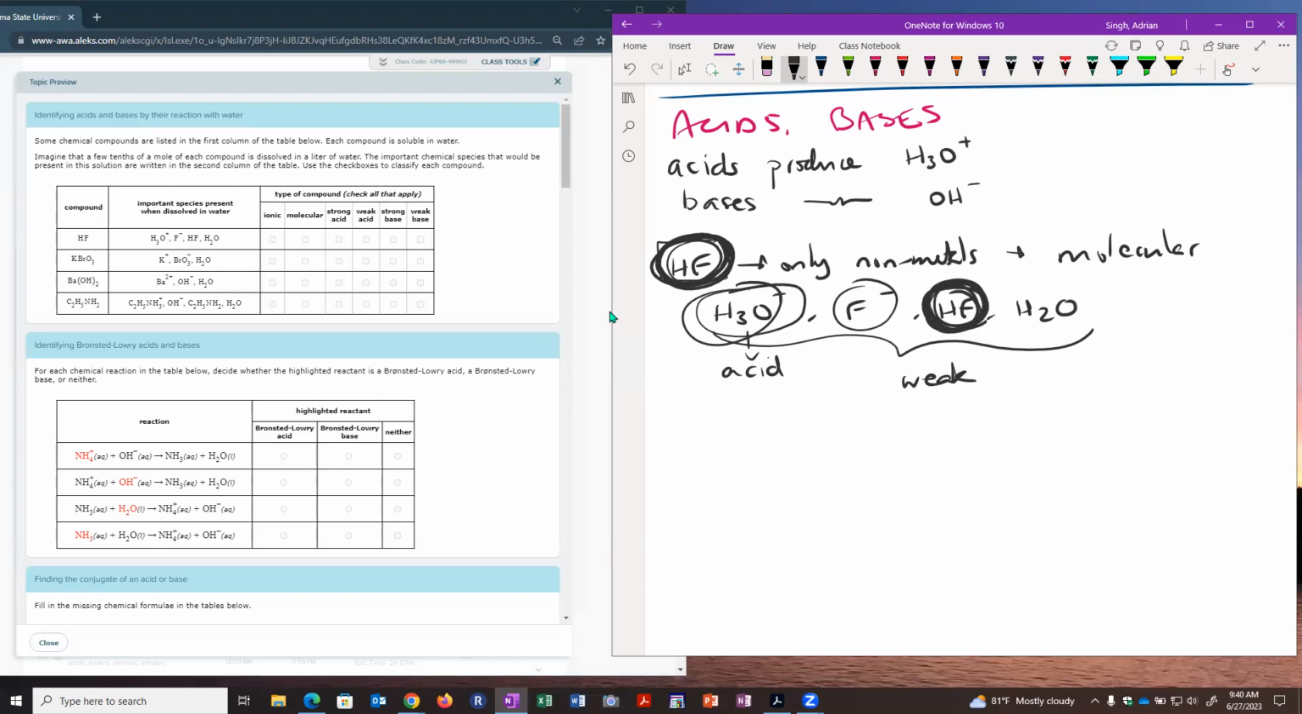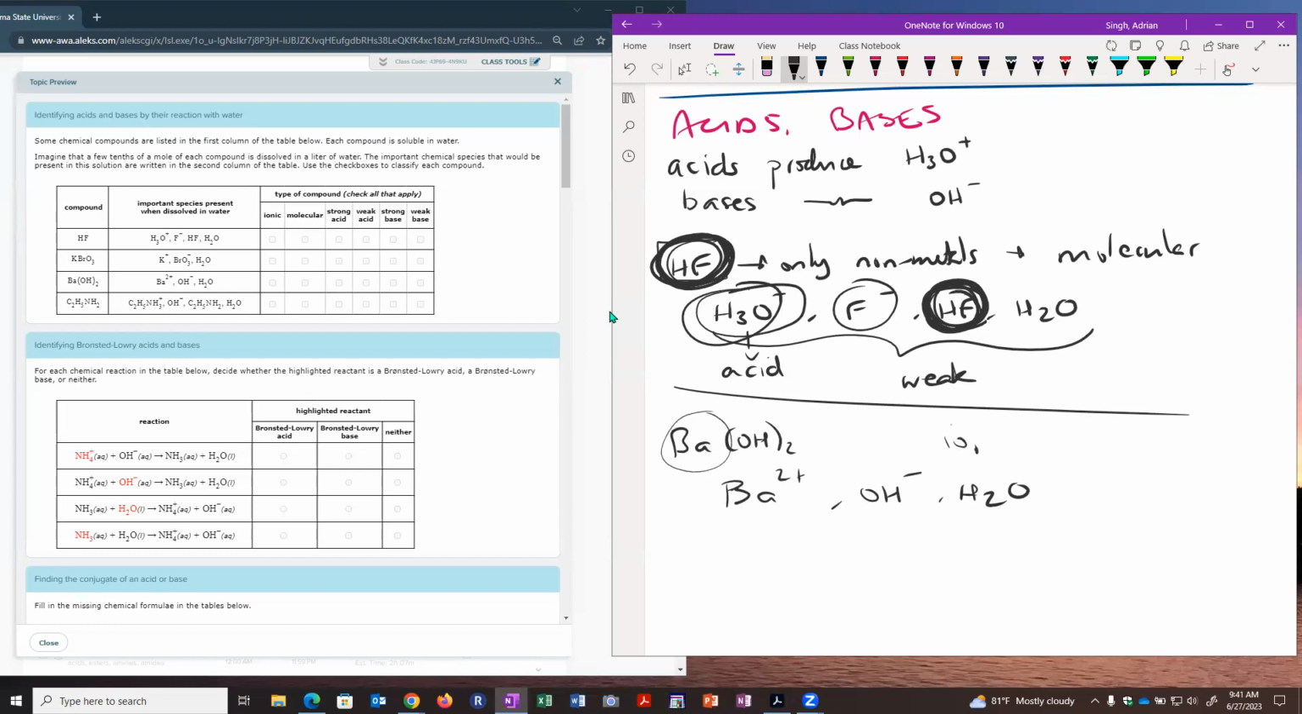All right, if we take a look at maybe the barium hydroxide, Ba(OH)2, that's this one, we can see that the species present, we have the barium ion, we have the hydroxide ion, and then we have water. All right, so right away, we're seeing a metal in there, so that means that this should be ionic. We're seeing that we have the hydroxide present, so that means that this is a base.